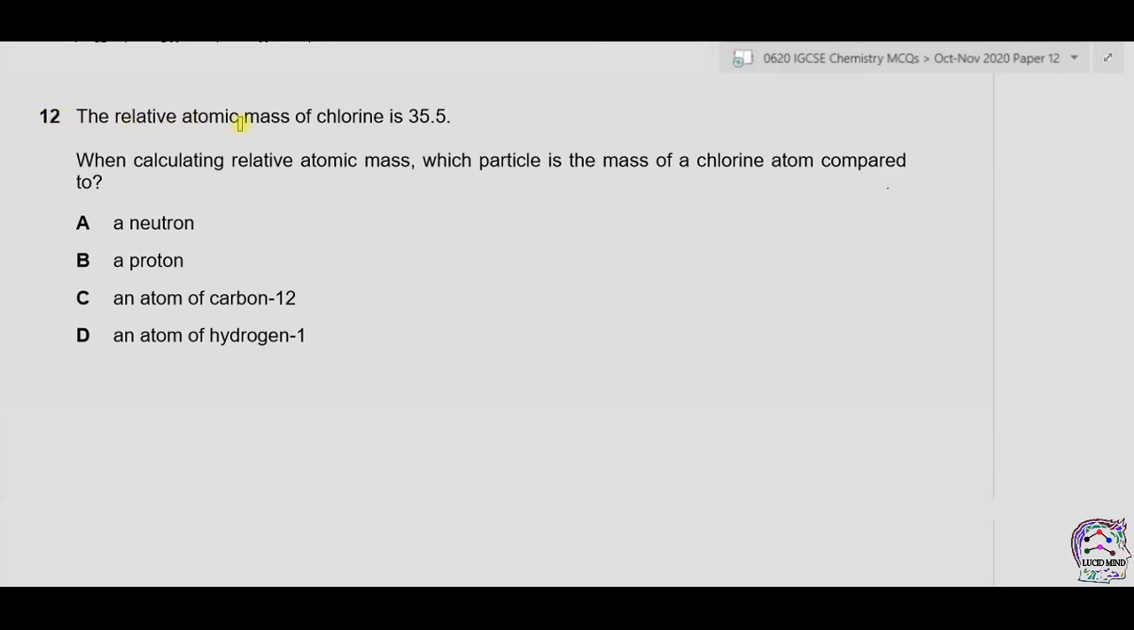Question number 12. The relative atomic mass of chlorine is 35.5. When calculating relative atomic mass, which particle is the mass of chlorine atom compared to? Now, whenever we are taking relative atomic mass, it means that it is compared to an atom of carbon, which is taken as 12. So A, B, and D are incorrect. Only correct option is C.